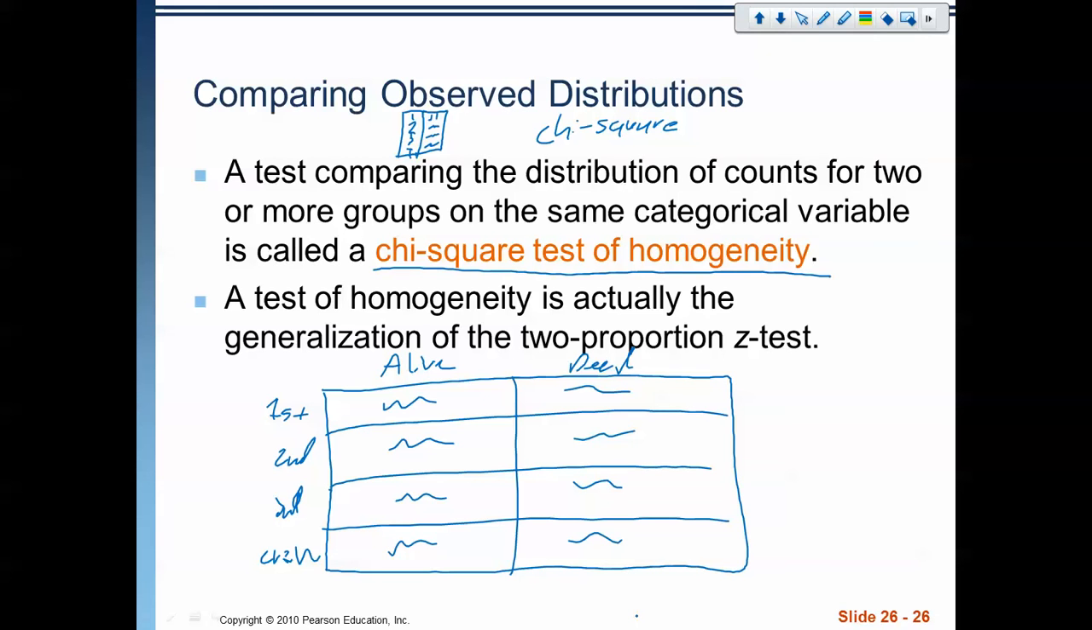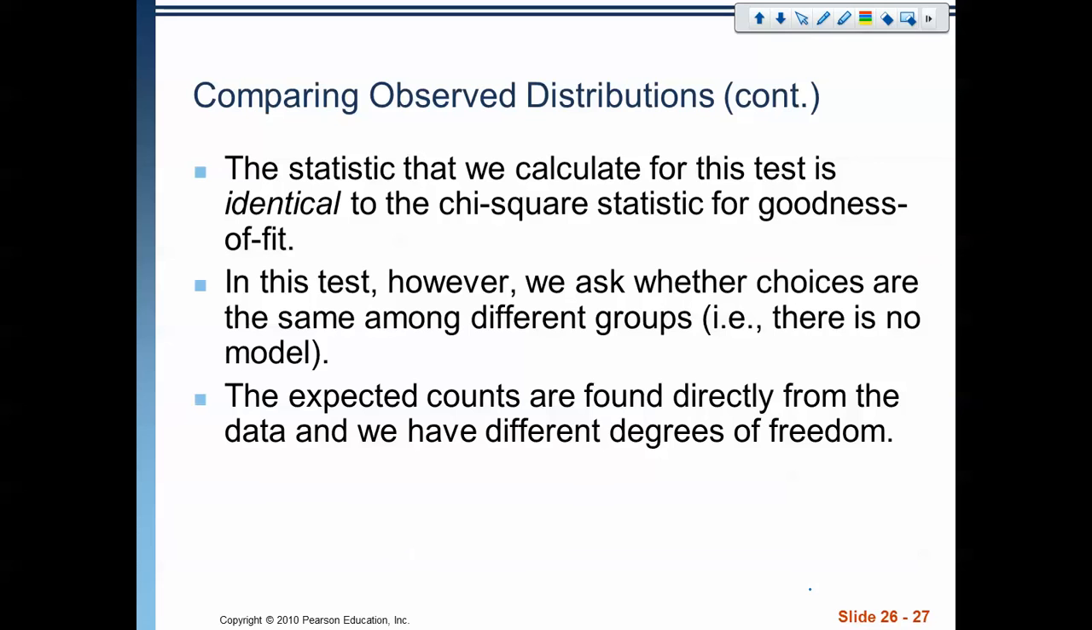So we do this test when we have multiple groups on the same categorical variable. Again, alive versus dead, that's two different groups for the same categorical variable, living and dead. Or I guess the variable would be whether or not they live. The statistic that we calculate for this test is identical to the chi-square statistic for goodness of fit. It is the same test statistic. However, what changes is what we're testing. Instead of seeing if this observed group meets the expected group, we're seeing whether choices are the same among different groups. So living and dead versus the Titanic.